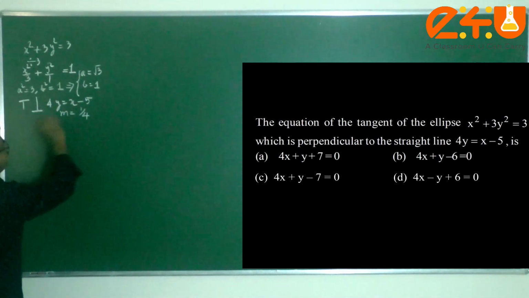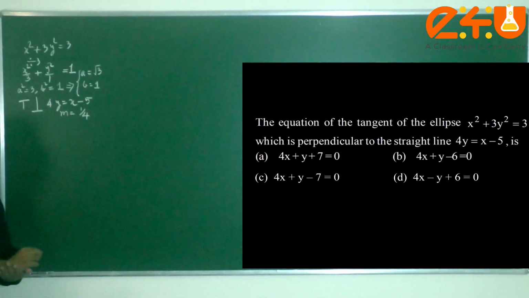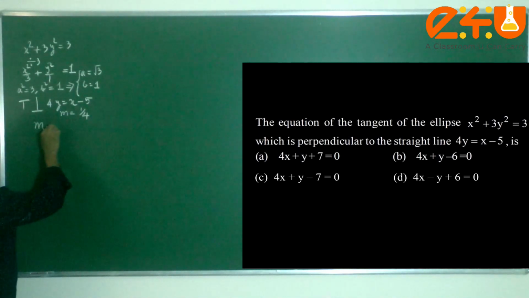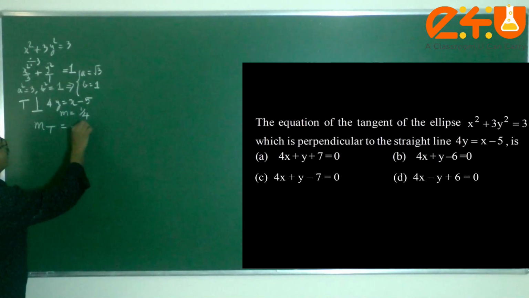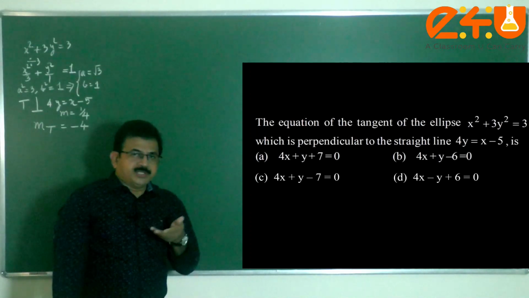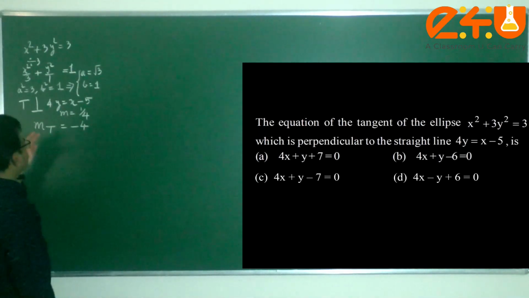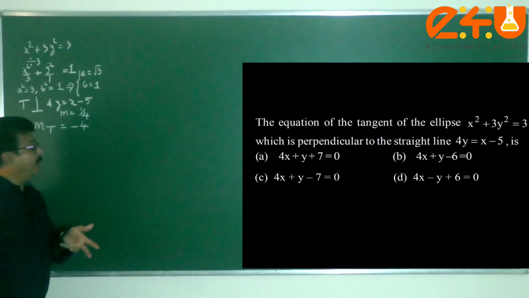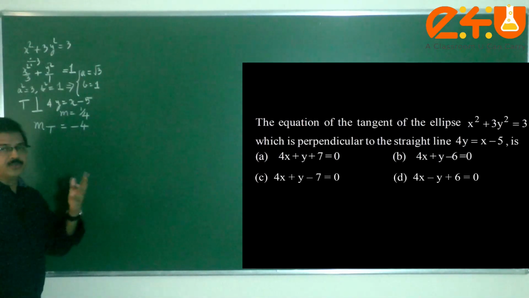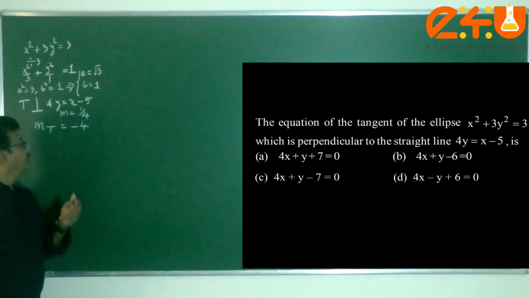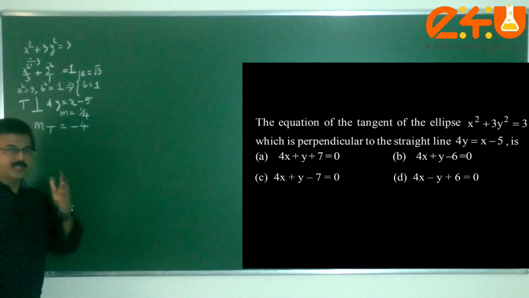When our tangent is perpendicular to the line with slope 1 by 4, the students can easily guess the slope of the tangent, which has to be the negative reciprocal, which is minus 4. Once we get the value of the slope of the tangent, if you are very lucky, the JEE question may have just one option with slope minus 4. Then the students are very happy.